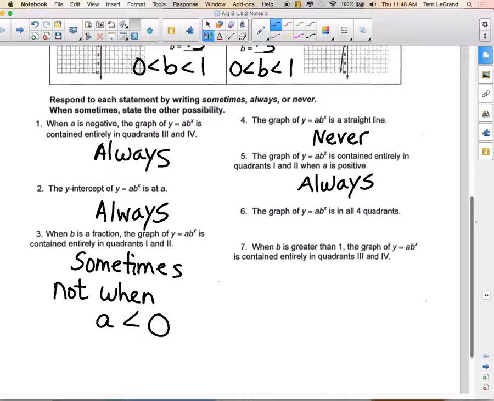Okay? The graph of y equals ab to the x power is in all 4 quadrants. Never. Never. Not of our type here. Never. Okay, you answer the last one on your own. And be ready to support it.